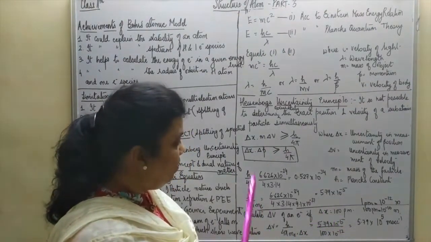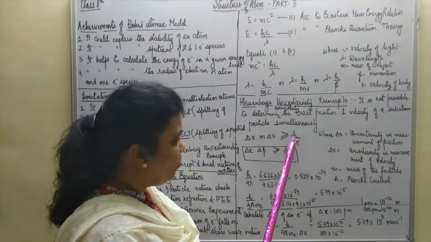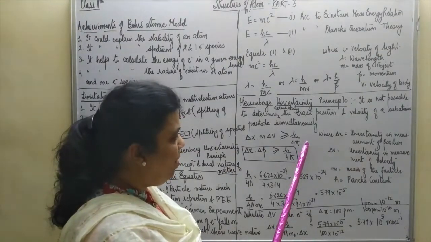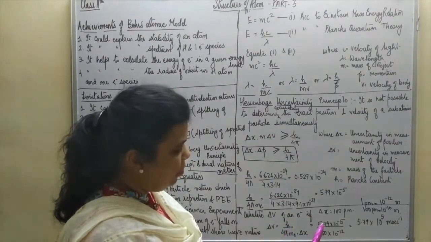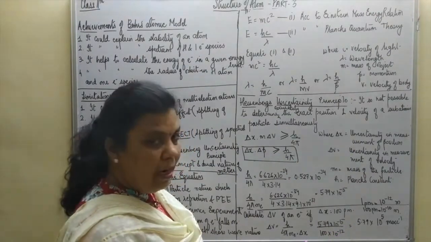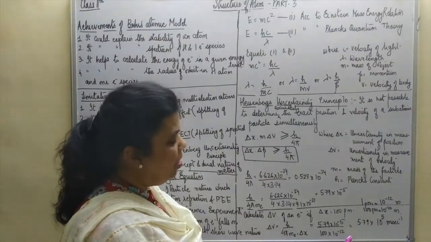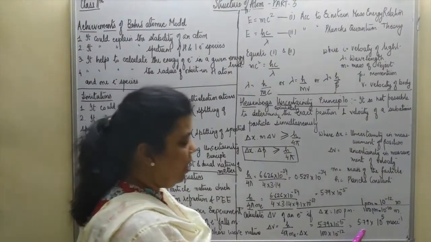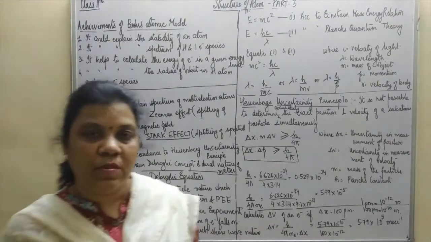We will take the same formula. Delta v equals h upon 4 pi me into delta x. And this value, which I told you to learn, is 5.79 into 10 to the power minus 5, divided by delta x, which is 100 into 10 to the power minus 12 meters. That means 10 to the power minus 10 meters. So when you solve for this, you get 5.79 into 10 to the power 5 meters per second.